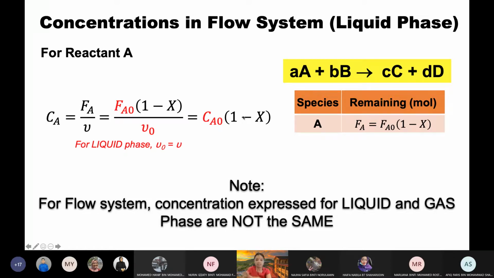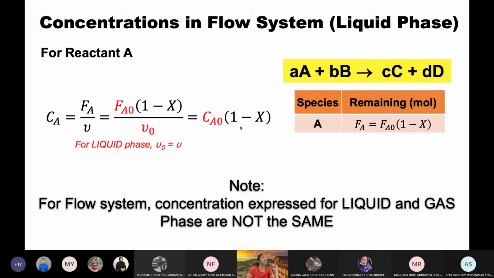Okay, kalau kamu perasan, nak express concentration liquid untuk A, flow reactor, dia punya final equation tu sama dengan concentration untuk A dalam batch reactor, which is actually you are right, betul sebenarnya. Cara kita nak sampai tu cara yang berlainan, sebab cara untuk batch kita guna mole per volume. Untuk flow kita guna molar flow rate per volumetric flow rate. Tetapi the final expression concentration tu sebenarnya liquid flow reactors adalah sama macam batch.